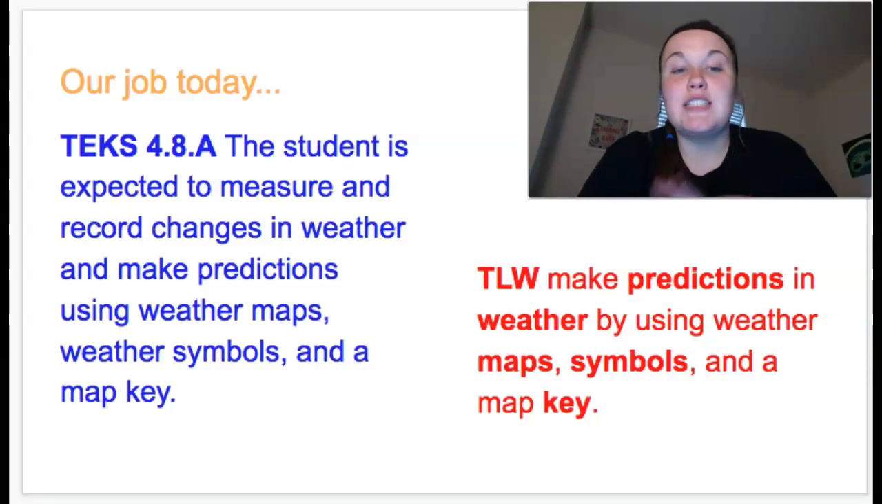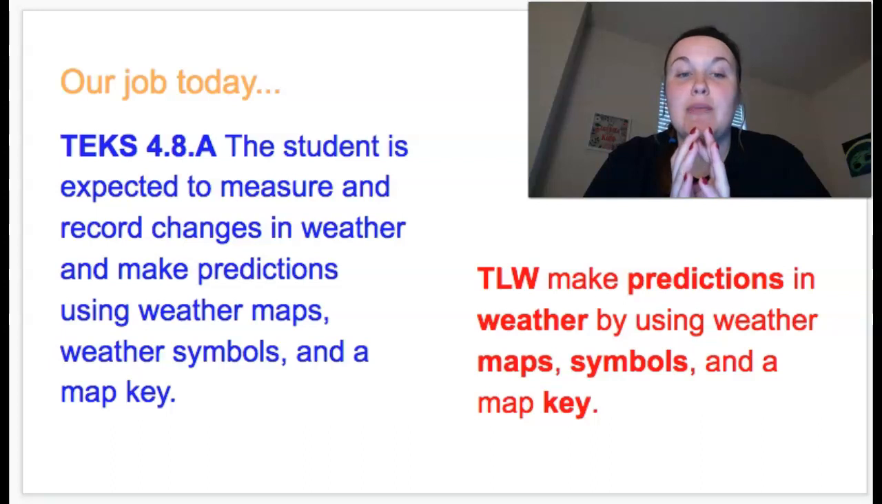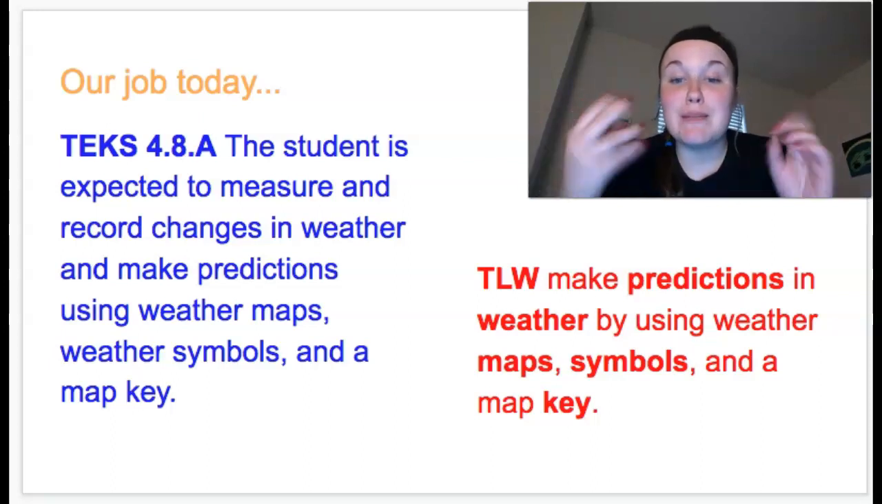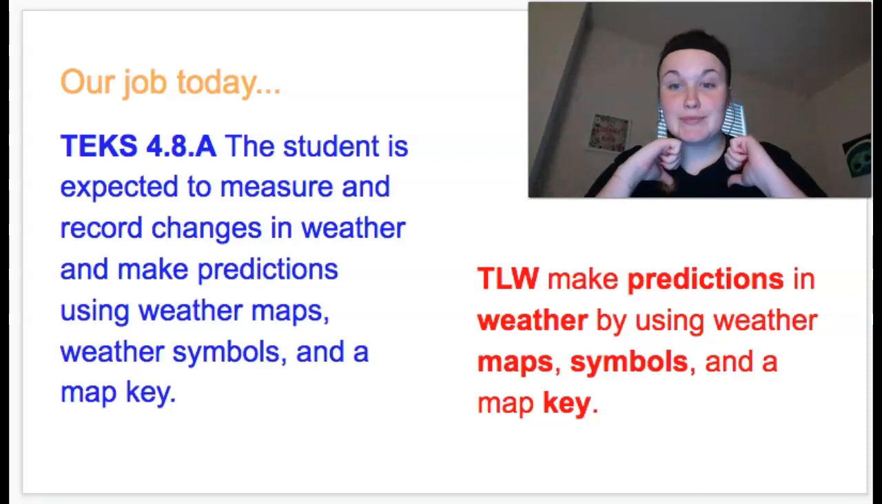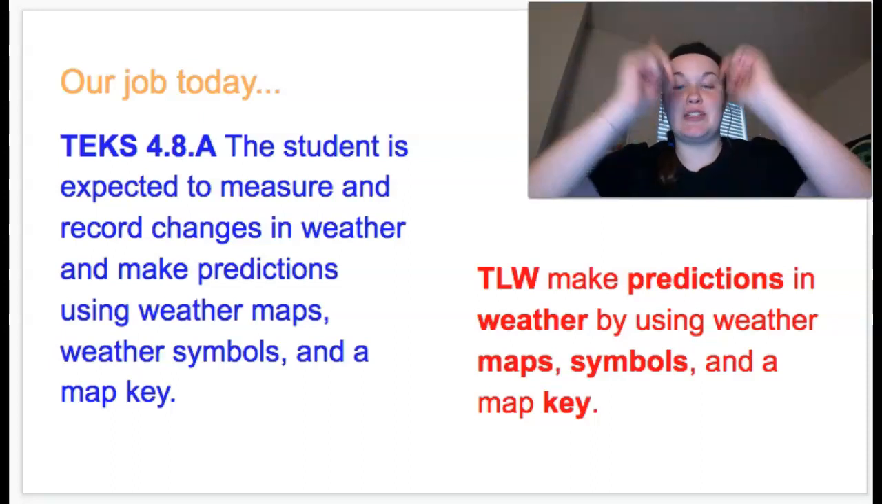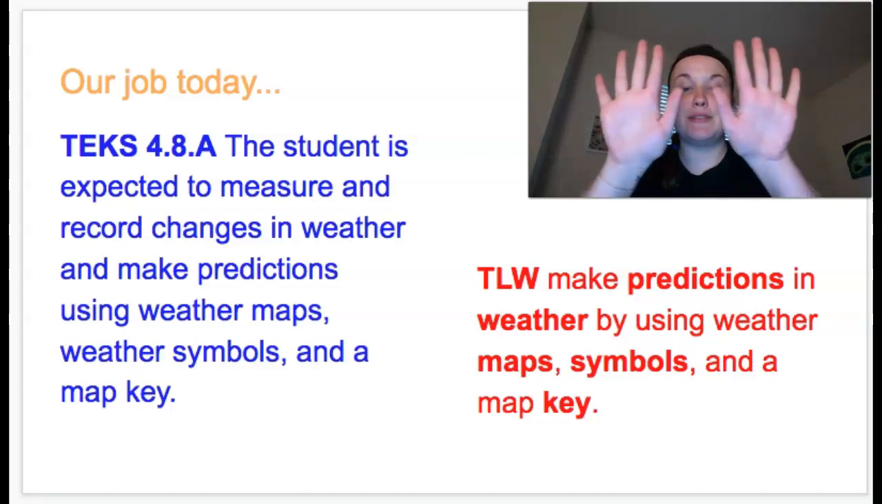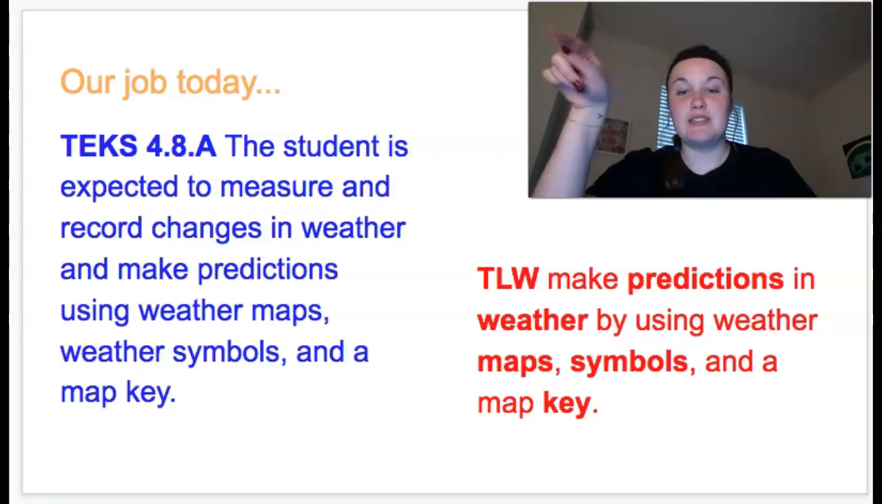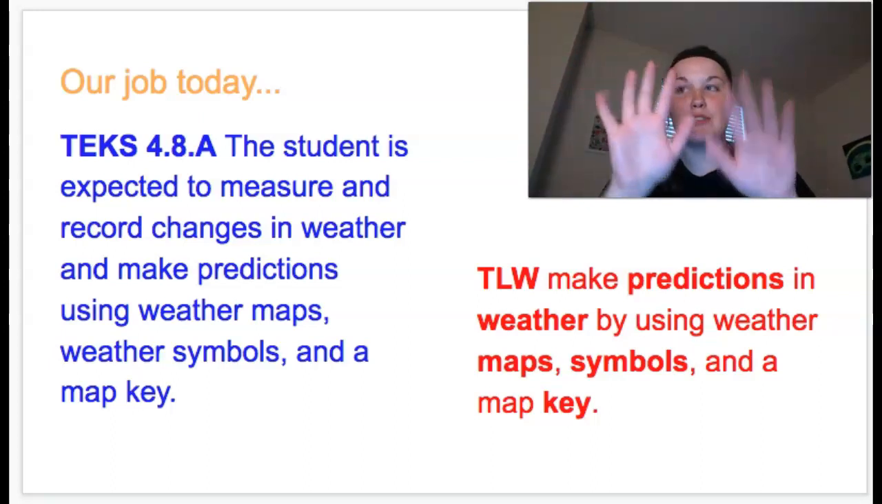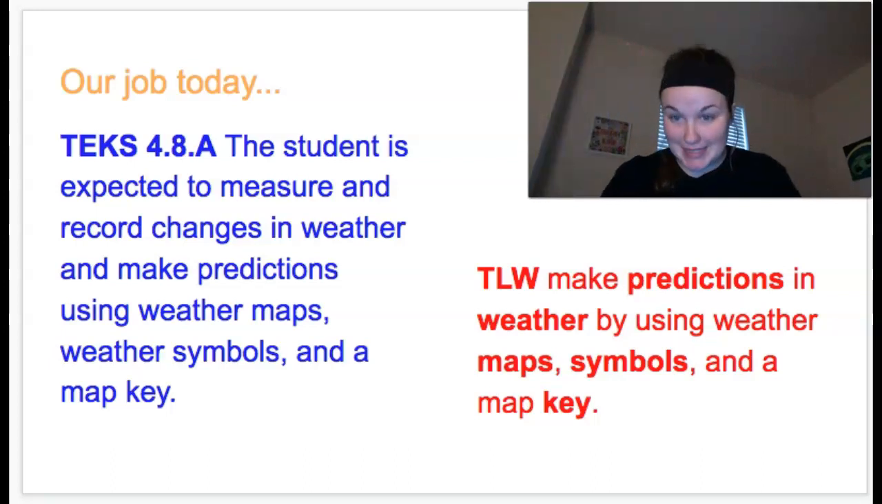So today, our TEK 4.8a, same as last week, the student is expected to measure and record changes in weather and make predictions using weather maps, weather symbols, and a map key. Last week we recorded changes in weather, and this week we're going to make predictions. So the learner will make predictions, like we're seeing into the future, in weather by using weather maps, symbols, and a map key, almost like we have our map right in front of us. So we have maps, and then we have our symbols, and then we have a map key.